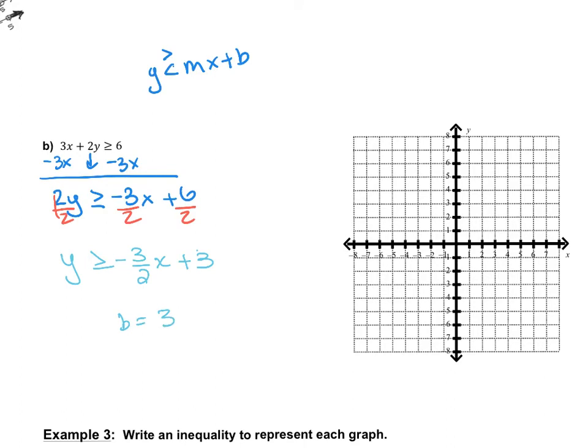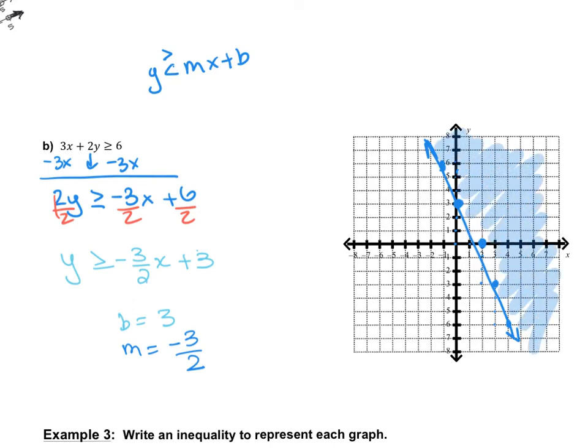Y-intercept is 3. Slope is negative 3 halves. So I go to 3 on the y-axis, and I'm going to go down 3 to the right 2, and keep going until I have several points. Now I need to know whether it's solid or dashed. It's an or equal to, so it is solid. And I need to know which direction to shade. That's a greater than. Greater than means above.